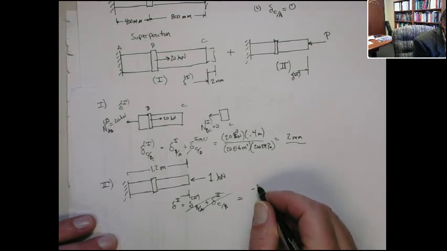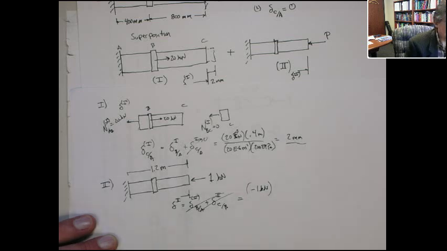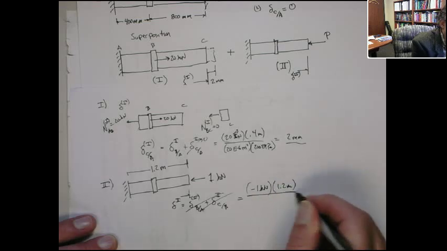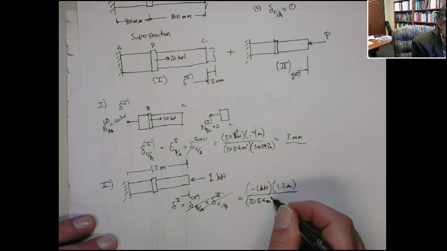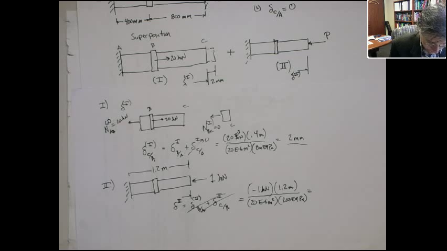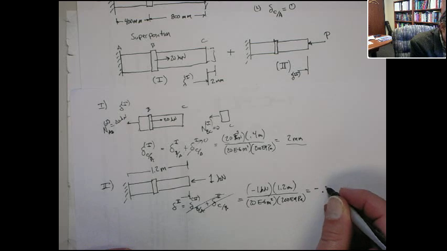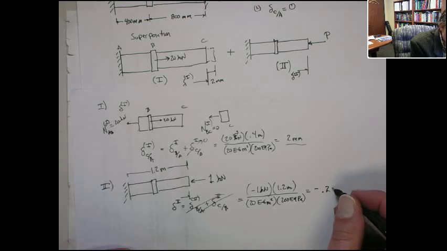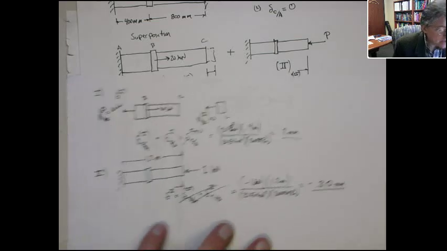This is going to be minus 1 kilonewton, right? That's the internal reaction force. The length is 1.2 meters. And the cross-sectional area is 20 times 10 to the minus 6 meters squared, 200 gigapascals. And that gives me minus 0.20 millimeters. Okay? So what do we see here? Well, actually it's 0.21, probably 0.20.